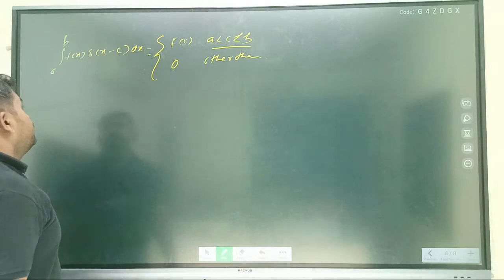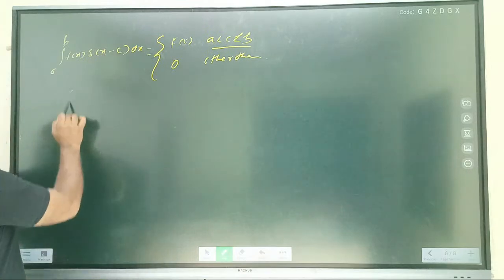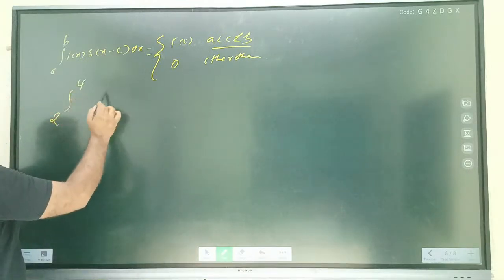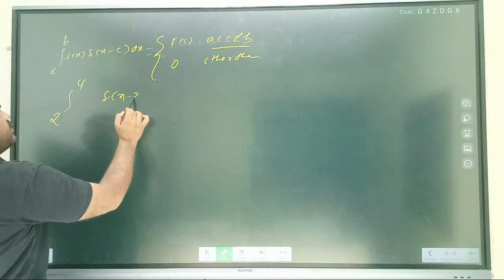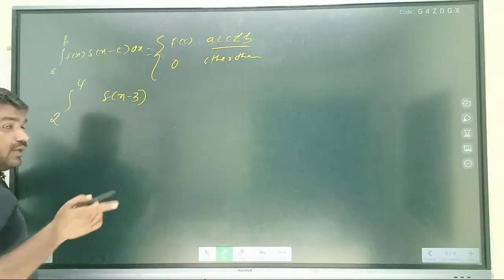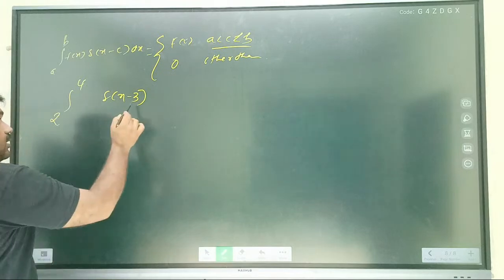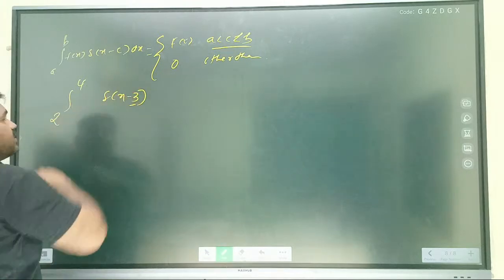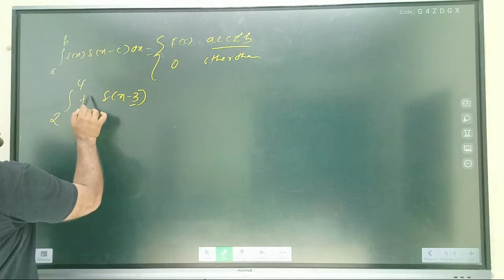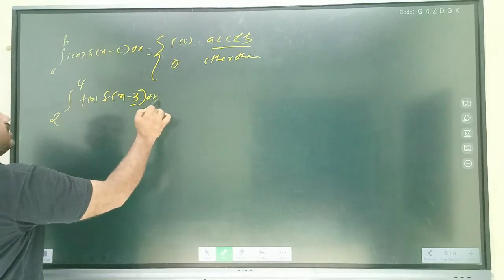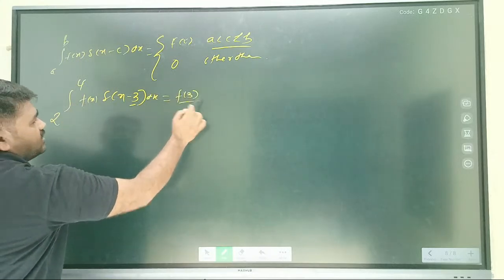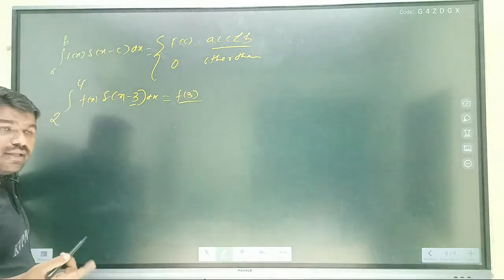Okay, suppose here the limit is 2 to 4, and here is delta of x minus 3. Here c is nothing but 3, which is present in the limits. Means whatever the function f of x is, we can directly write f of 3. Means x is replaced by 3. That's it.